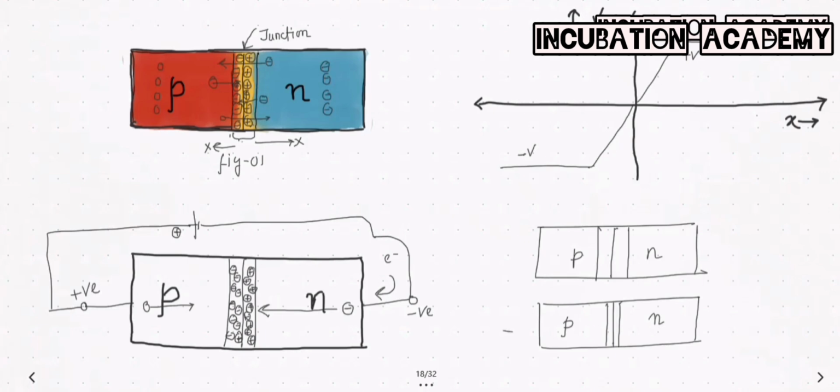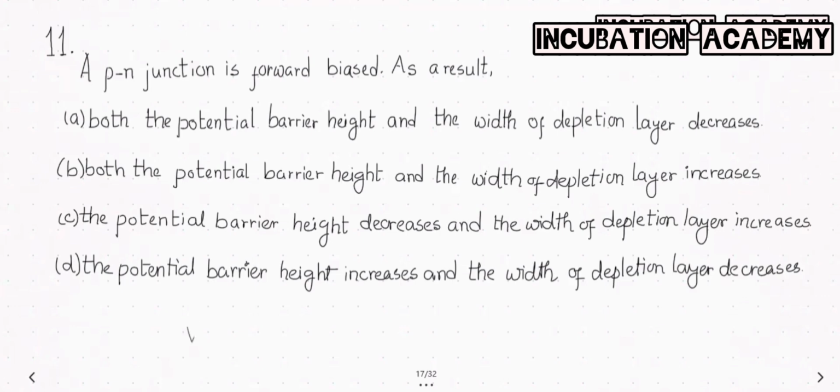As the barrier potential becomes less, further diffusion of holes and electrons on both sides will result in current flow through the diode. So if the diode is forward biased, the potential barrier is decreased, and the width of the depletion region is also decreased. That means both have decreased. So option B is the correct option here. Both the potential barrier height and the width of the depletion region decrease, so the current flow increases.